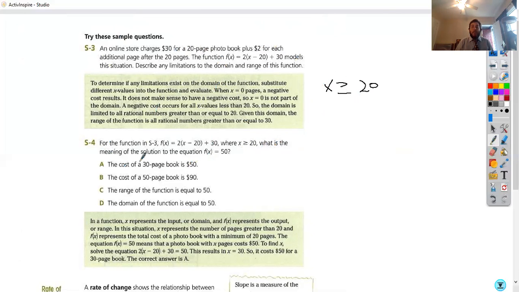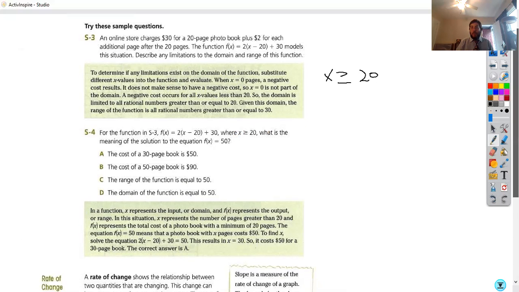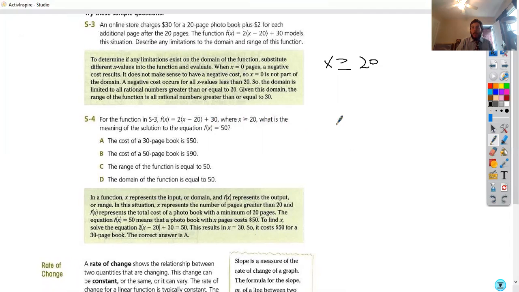So the next one here says for the function in sample 3, where x is greater than or equal to 20, what is the meaning of the solution that f of x is equal to 50? So if we're talking about f of x equal to 50, remember, we have our function here, and then 50. X here, right, is our domain. So this would be our page numbers, right? So we don't know how many pages we put in here, but then here our output or our range is the cost. So if it was $50, it means that the cost of this book was $50. So here, it says the cost of a 30-page book is $50.